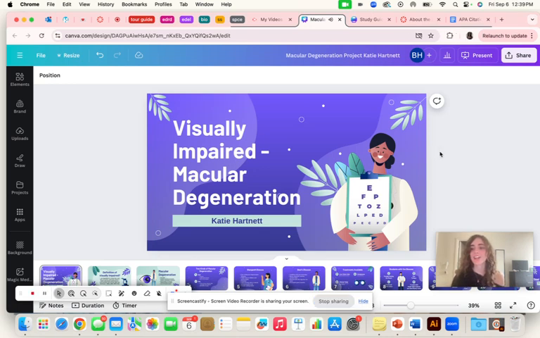Hi, my name is Katie Hartnett, and today I'm going to be talking about macular degeneration, which falls under the visually impaired category. We're going to be talking about this disease, how it relates to students, what that means for students, and how we as teachers can accommodate those students.